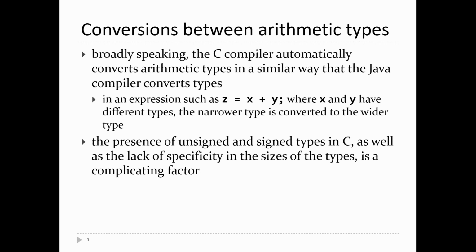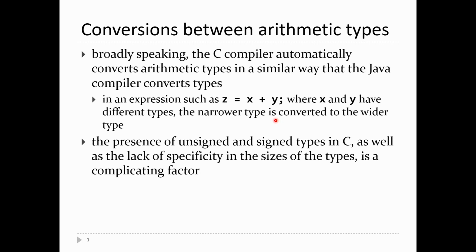Okay, so we were talking about the arithmetic types last day, and now we need to discuss conversions between the different arithmetic types. You've actually seen these before in Java, right? Broadly speaking, the way C converts between the arithmetic types is similar to the way that Java converts types. When you write an expression like z = x + y, it's the types of x and y that determine how the operation is performed. If x and y are both ints, then it's int arithmetic. Now the question is, what happens when x and y have different types? What type of operation is performed?